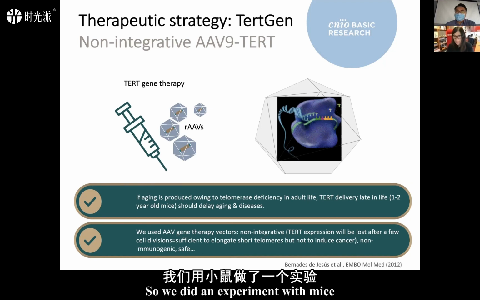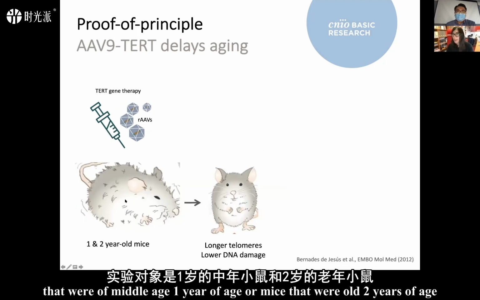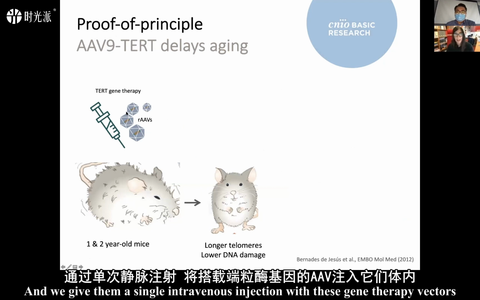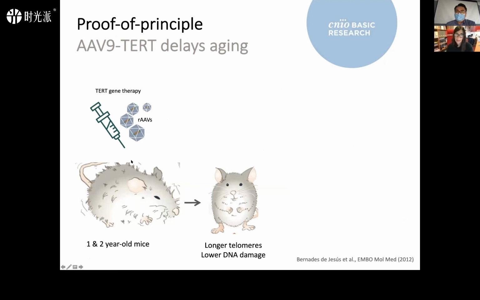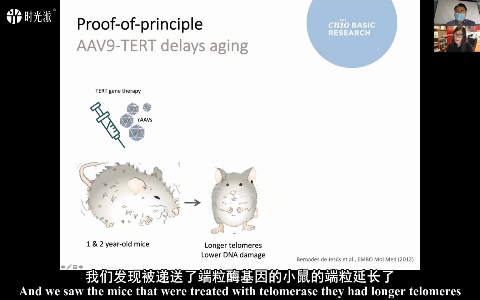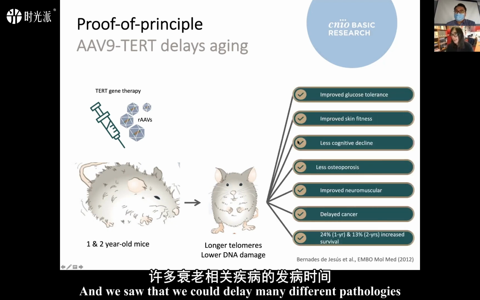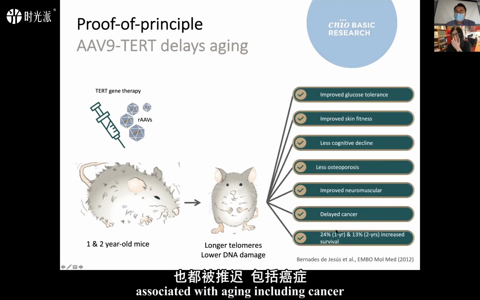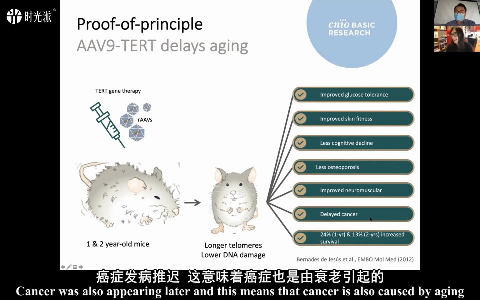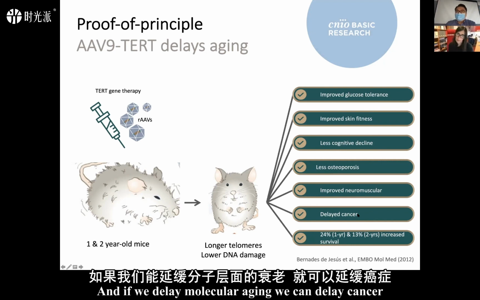So we did the experiment with mice that were middle-aged, 1 year of age, or mice that were old, 2 years of age. And we gave them a single intravenous injection with these gene therapy vectors. And we saw that the mice that were treated with telomerase had longer telomeres, they had less DNA damage as they were aging. And we saw that we could delay many different pathologies associated with aging, including cancer. So cancer was also appearing later. And this means that cancer is also caused by aging. And if we delay molecular aging, we can delay cancer.